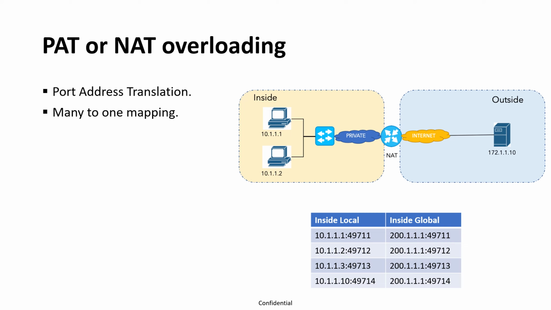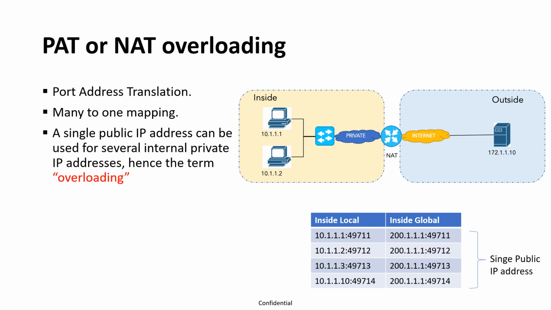So in other words, I can say a single public IP address can be used for several internal private IP addresses. Hence, the term overloading. So when PAT creates the dynamic mapping, it selects not only an inside global IP address but also a unique port number to use with that address. As you can see, 10.1.1.1 is using port number 49711, and the public IP address uses the same port, right? Similarly, for other hosts, the port number is different.